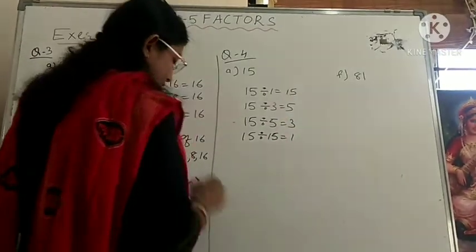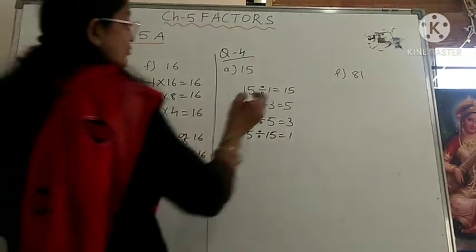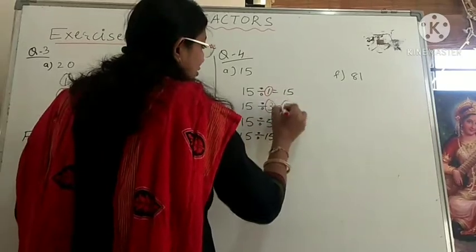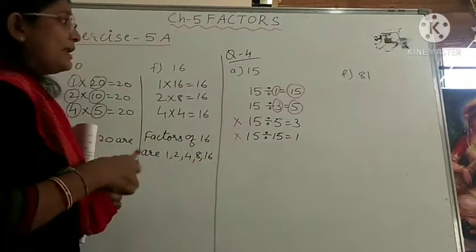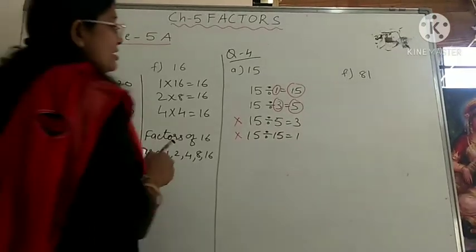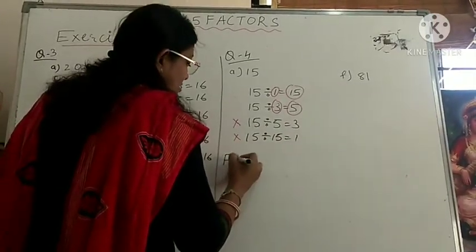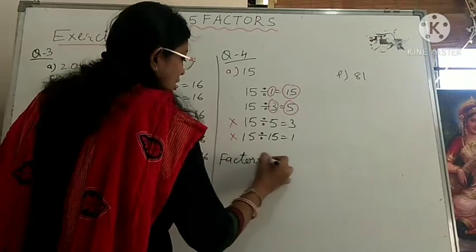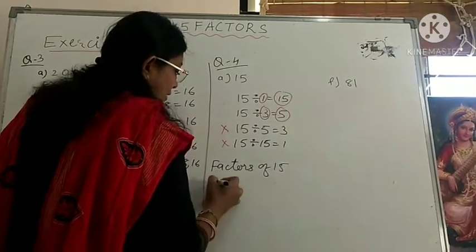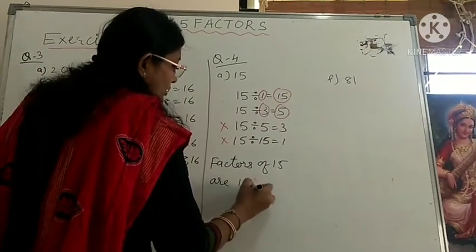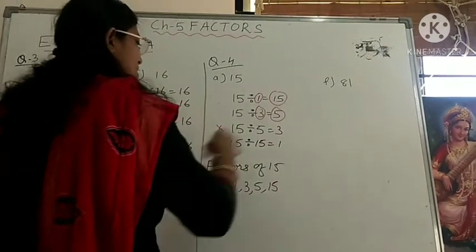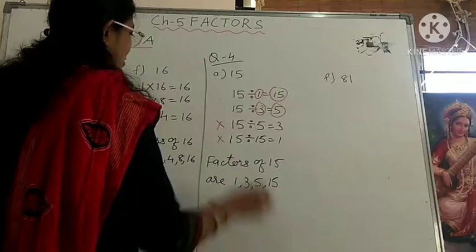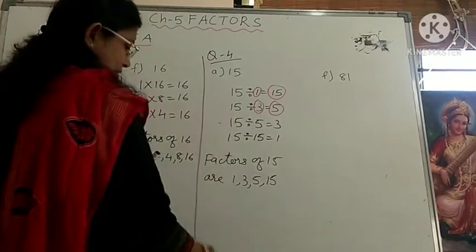Okay. Then what are the factors of this 15? 1, 3, 5 and 15. No need to write these 2 steps. Directly you can do it like this also. So here what you will write in factors? Factors of 15 are 1, 3, 5 and 15. And if you write these steps, then also it's fine, it doesn't matter. But if you don't write, that is also okay.